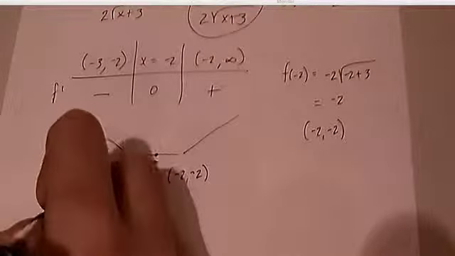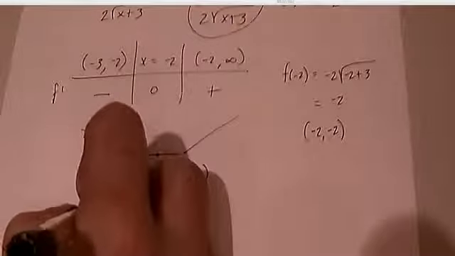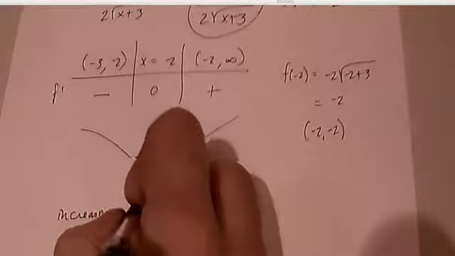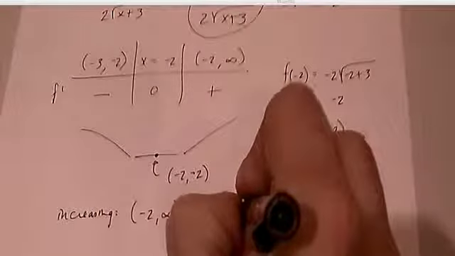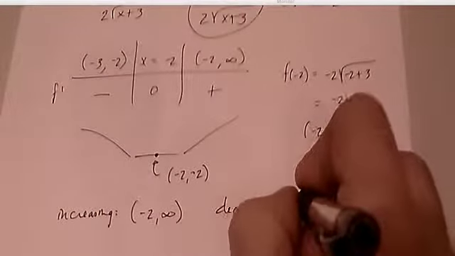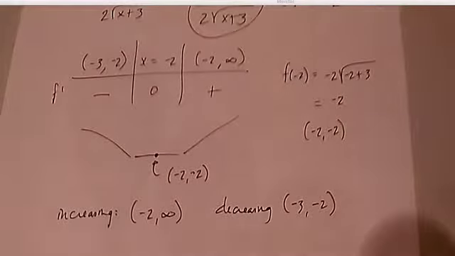And then from there, we can go ahead and assign increasing and decreasing intervals. Increasing is obviously negative 2 to infinity. Decreasing is going to be negative 3 to negative 2.